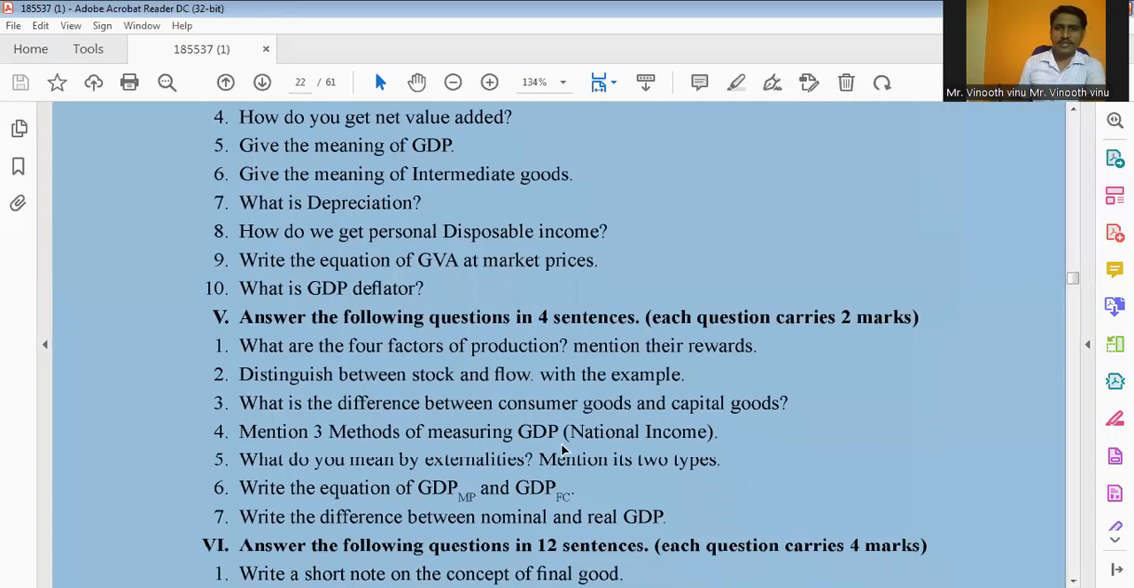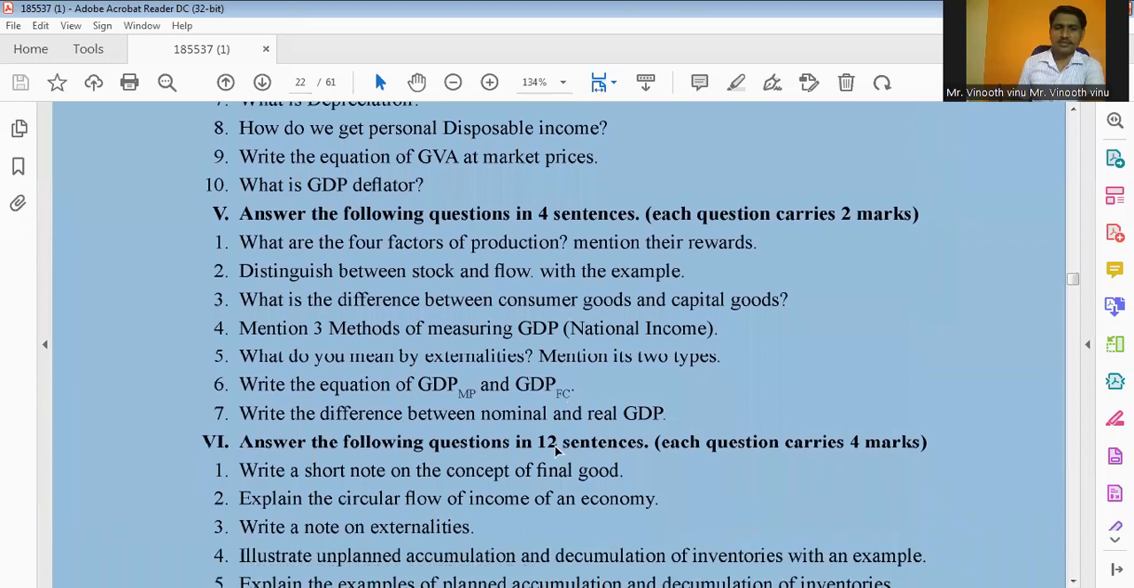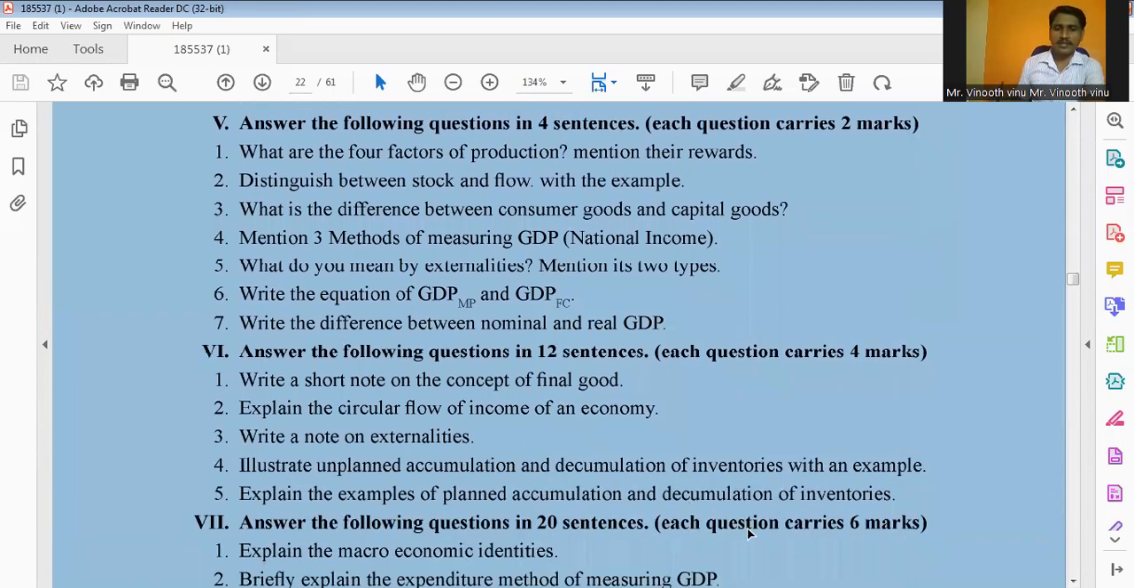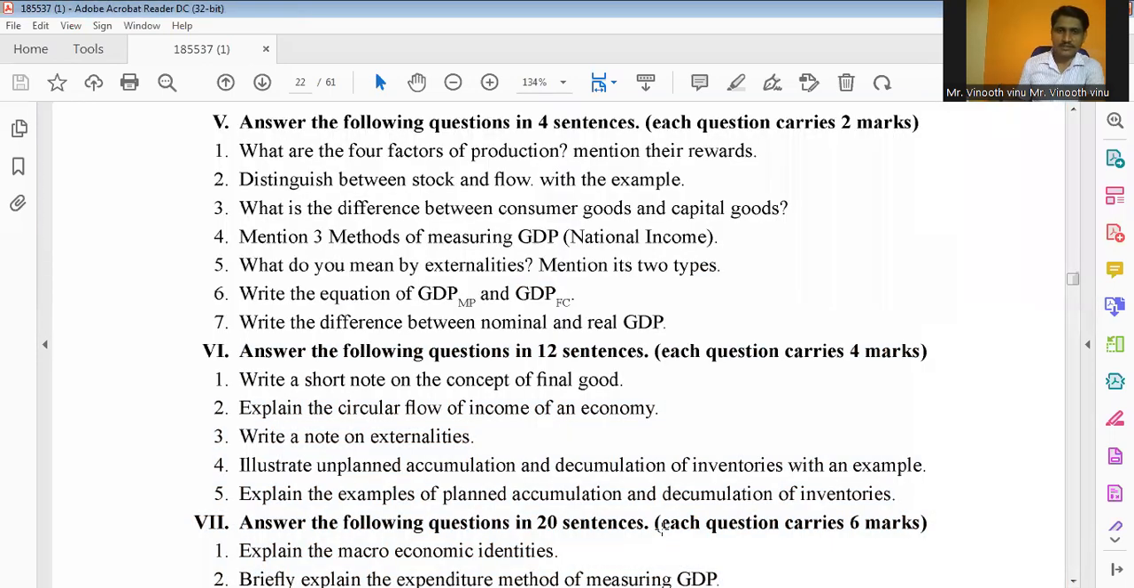What are the four factors of production? Mention their rewards. Land, labor, capital, organization. Mention the rewards.